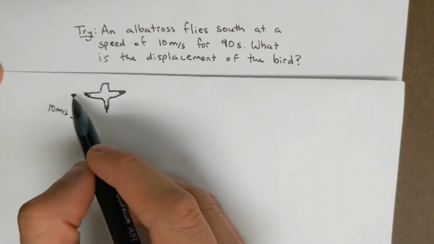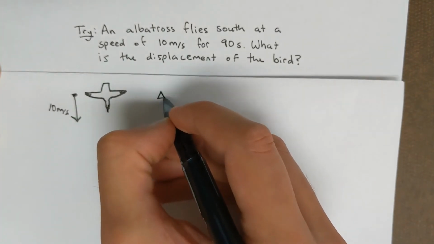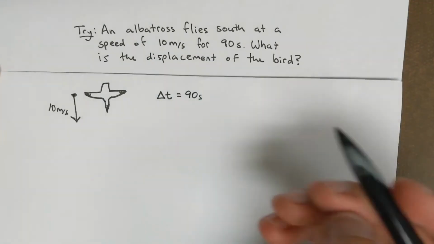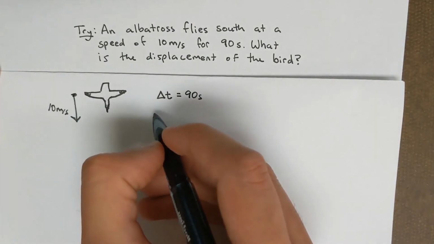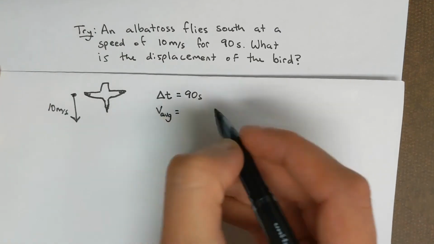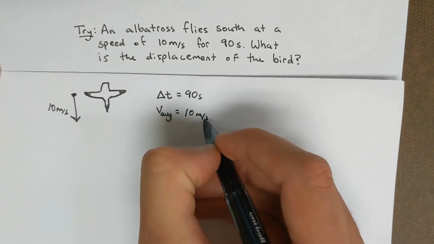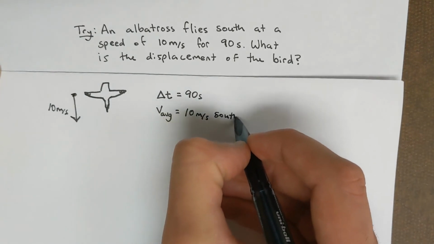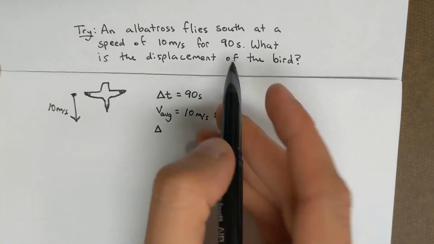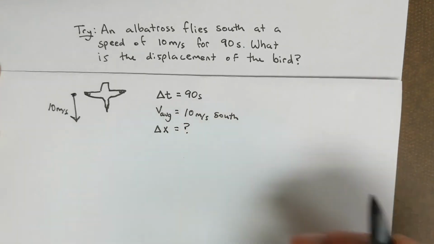So it's flying south at 10 meters per second for 90 seconds. So delta t, the change in time, is going to be 90 seconds. And the average velocity of the albatross is 10 meters per second south. And then we're looking for displacement. They're asking us what is the displacement of the bird, how far did it move, and in which direction. So this is what we're looking for.